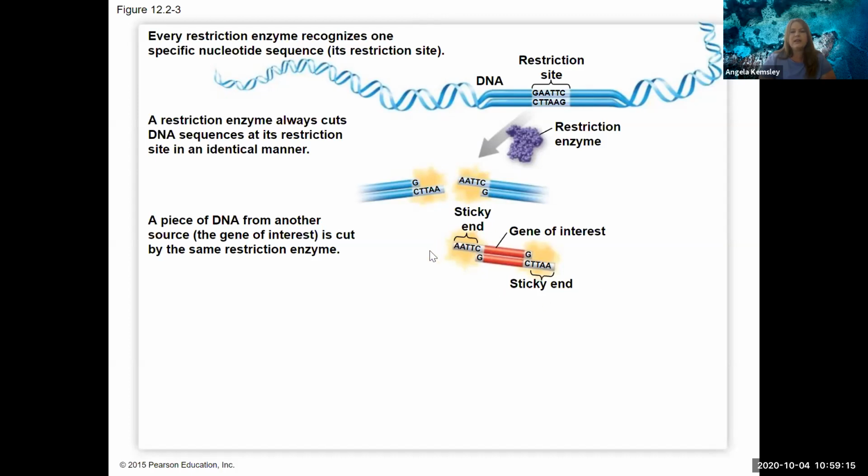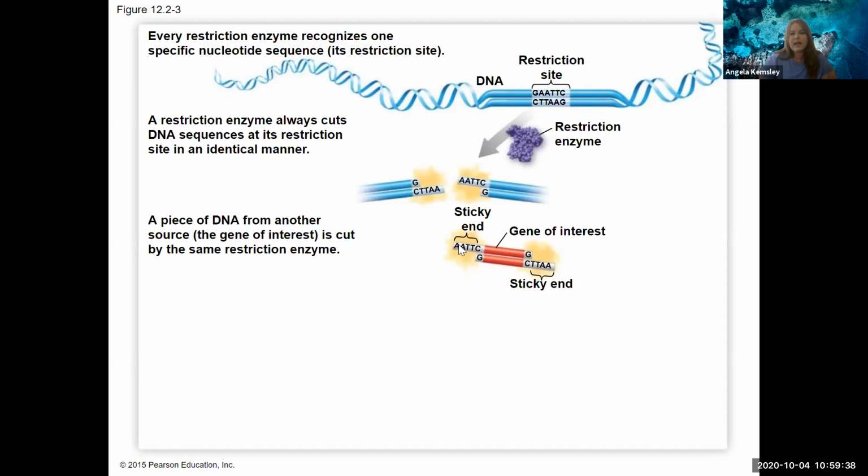So in this red organism, in this red cell, this one has the gene of interest. So this red gene right here is what we want to clone. And so we're interested in whatever this gene is. We're going to use the same restriction enzyme that we used on this blue DNA up here, and it's going to cut it in the same way, making kind of a perfect puzzle piece.